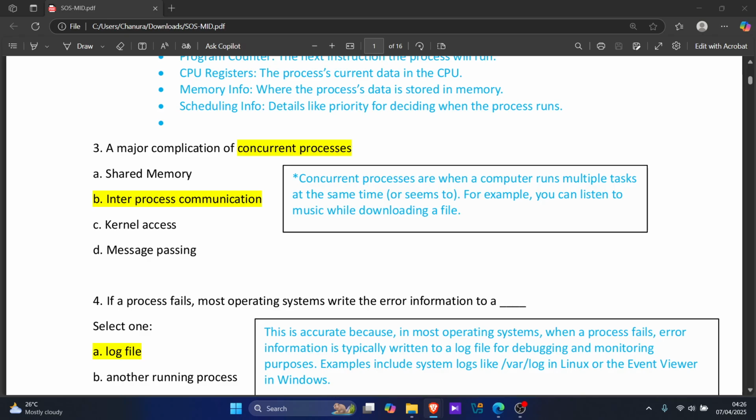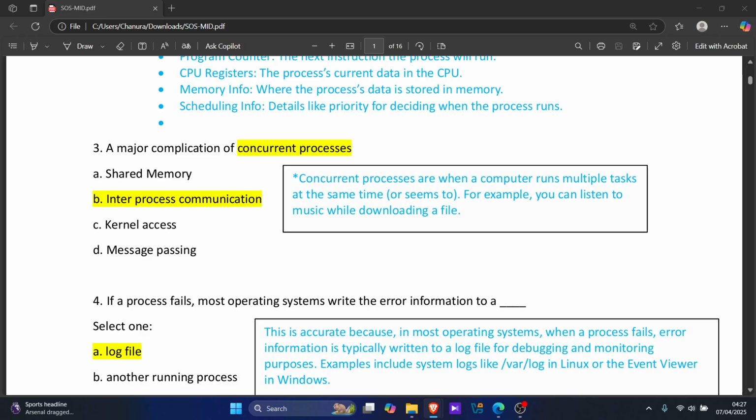Message passing, another IPC method where processes send messages to each other. Complications here might involve latency, ensuring messages are delivered in order, or dealing with deadlocks. But again, similar to option B, is this a complication or a method? The question is about a major complication.